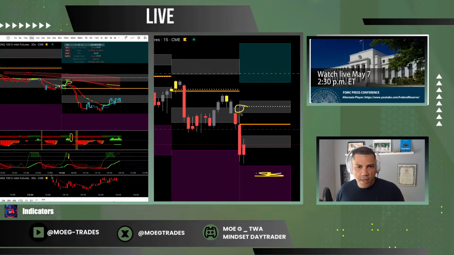You saw right here, this was a beautiful wick up to the expensive box, and it came right back down. That was the trade of that 15 minutes.